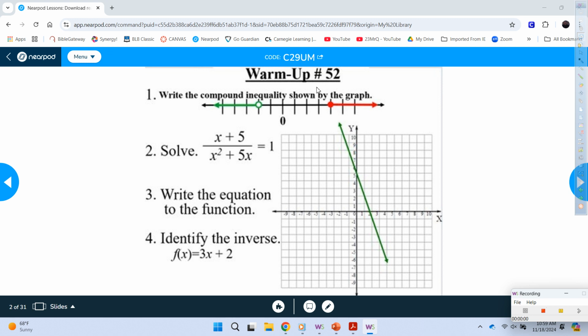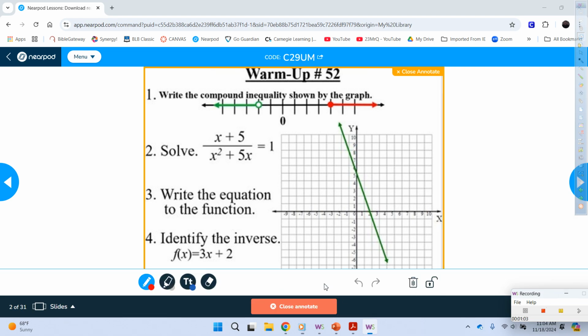So warm-up number 52 should be on your screen. You have problems number 1, which is write the compound inequality. Number 2, solve the rational equation. Number 3, write the equation to the function. And number 4, identify the inverse of that. F of x equals 3x plus 2. So I'll give you guys some time and go. All right, here we go.